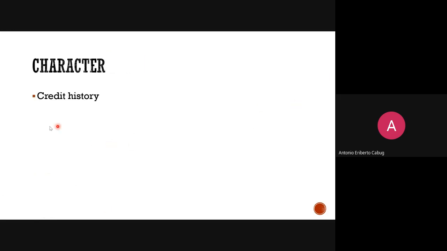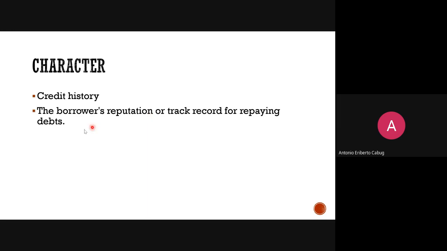Okay? Character. Character pertains to your credit history. In the United States and a lot of Western countries, there is a credit score for an individual. Okay? So, yung mga bank, titingnan nila yung credit score nyo. Okay? Ano ba yung history mo? Nung nangutang ka ba dati, nagbabayad ka? Kung oo, edi maganda. Kung hindi, edi syempre hindi maganda. Okay? Credit history pertains to the borrower's reputation or track record for repaying the debts. So there is a high chance that you will be given a loan when in your history, you are always paying the correct amount on time. Now, if your history is not good, there's a less likely chance that the loan will be approved for you.